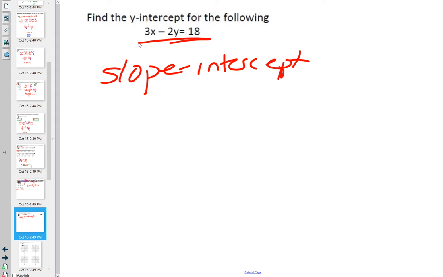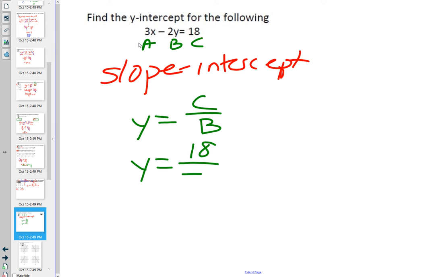But I gave you a shortcut for this. All of you have memorized a shortcut. If this is A, this is B, and this is C, I told you the y-intercept is just C over B. C is 18, B is -2. What's the y-intercept? On the Google form type of platform, what would you enter? Just put the -9. Jasmine, is that a confusion face?